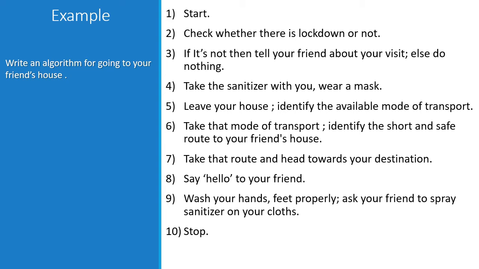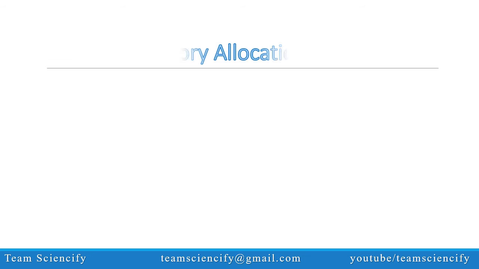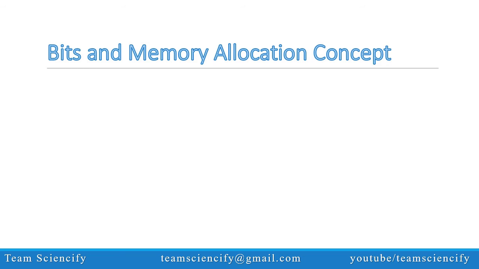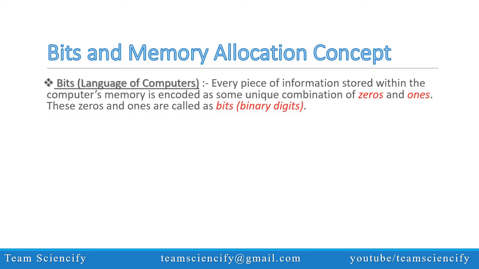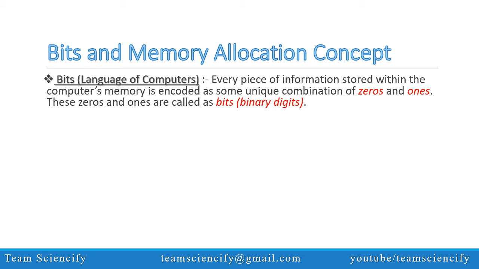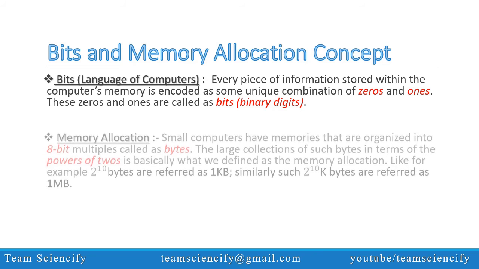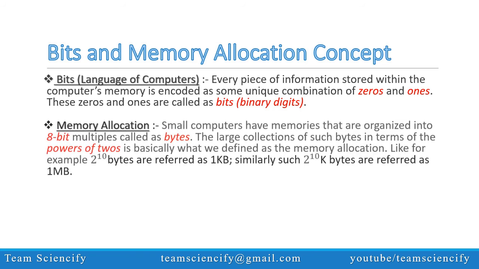At this point, it is necessary to have a little idea about the bits and the memory allocation concepts. It is important because the language of the computer is bits. Every piece of information stored within the computer's memory is encoded as some unique combination of zeros and ones. These zeros and ones are called bits, binary digits. Next part is memory allocation. Allocation means the availability of allowed values.